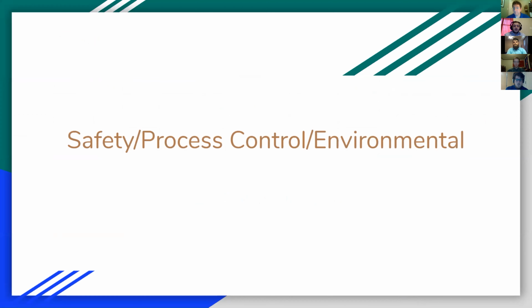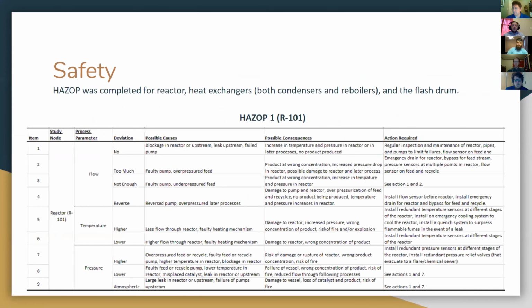So next we're going to go over some of the safety, process controls, and environmental portions of this project. For our safety, we completed a HAZOP analysis for the reactor, all the heat exchangers, both the condensers and reboilers, and the flash drums. And this is an example of one of the HAZOPs. This is the one for our reactor. We took into account deviations in the flow, temperature, and pressure. And for the exchangers, we looked at those discrepancies in both the utility and process sides.